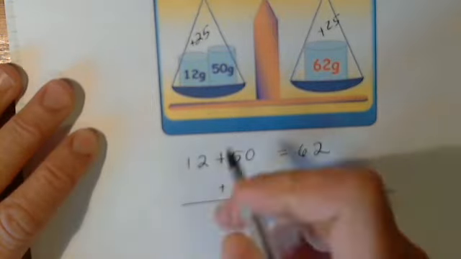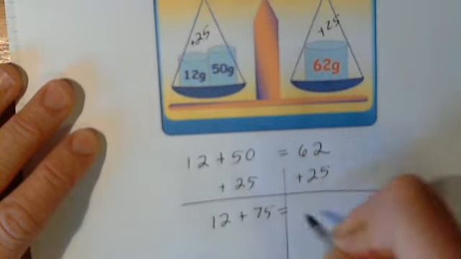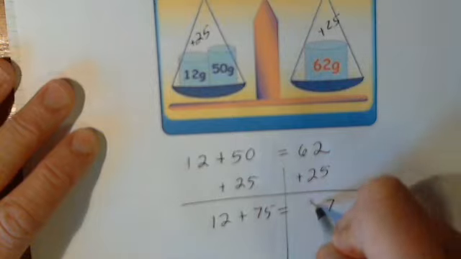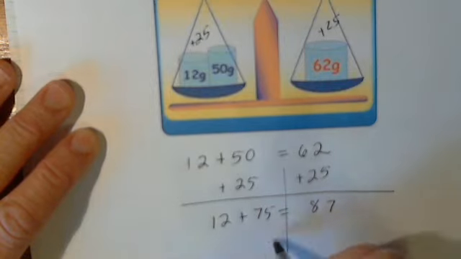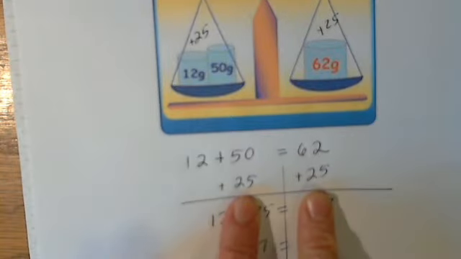And so now we'd have 12 plus 75 equals 87. Is it true? I think so. Yep, we're going to get 87 equals 87. We must always do the same thing to each side of an equation to keep the 2 sides equal.